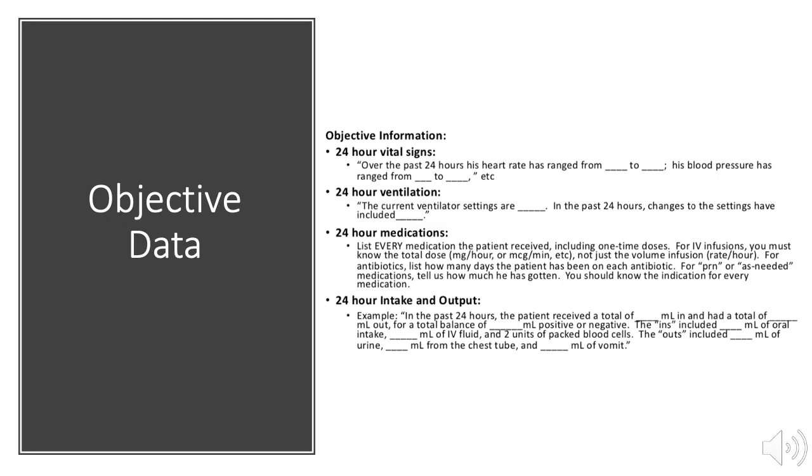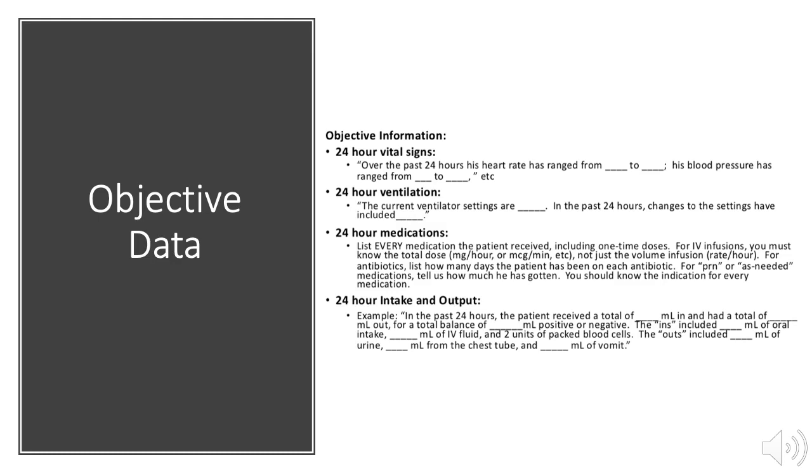When reporting objective data, report the last 24-hour vital sign ranges. For example, the heart rate ranged from 56 to 93. Also report the ventilation settings and any major changes that have occurred in the last 24 hours.